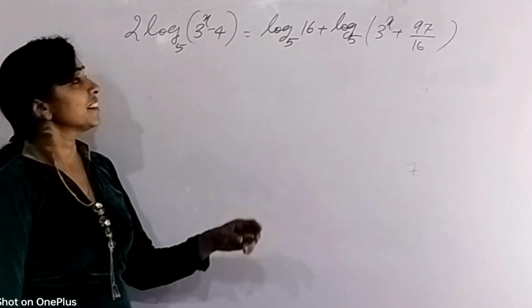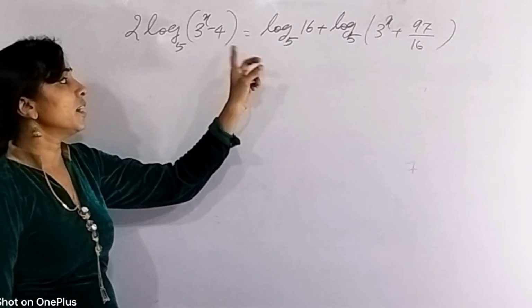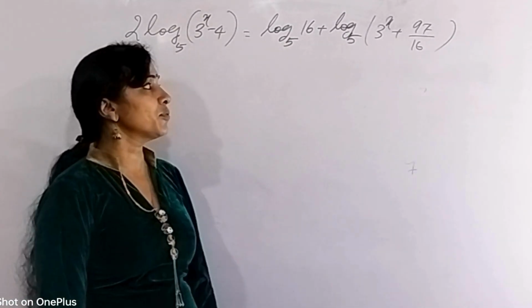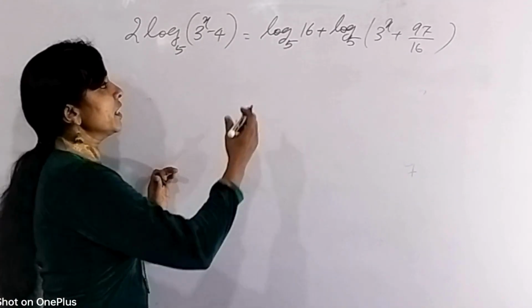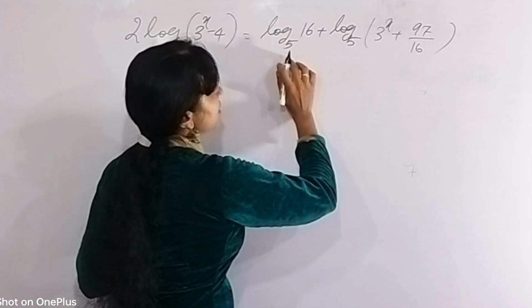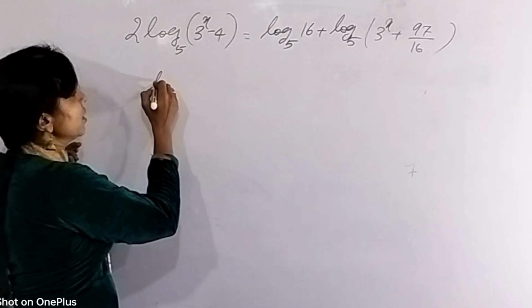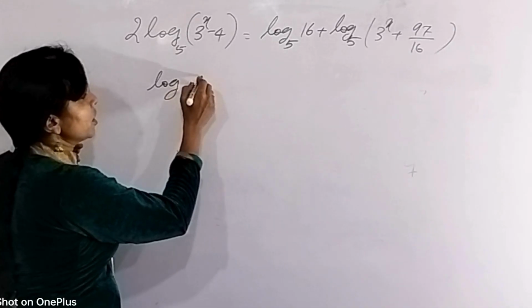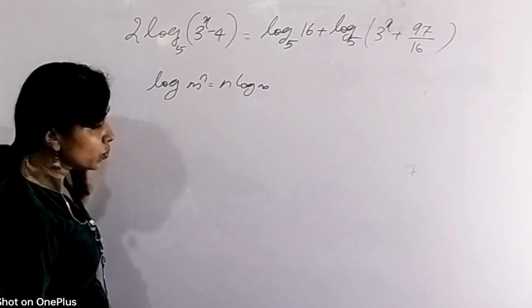Here is another question. 2 log base 5 3 raised to x minus 4 log 5 16 plus log base 5 3 raised to x plus 97 by 60. So here, if we look at a glance, we can see that this is the product rule of logarithm, and this one is log m raised to n is equal to n log m. So we can apply two rules here.